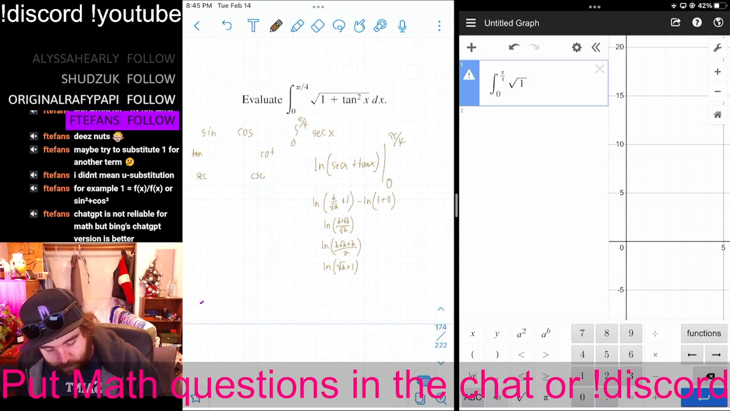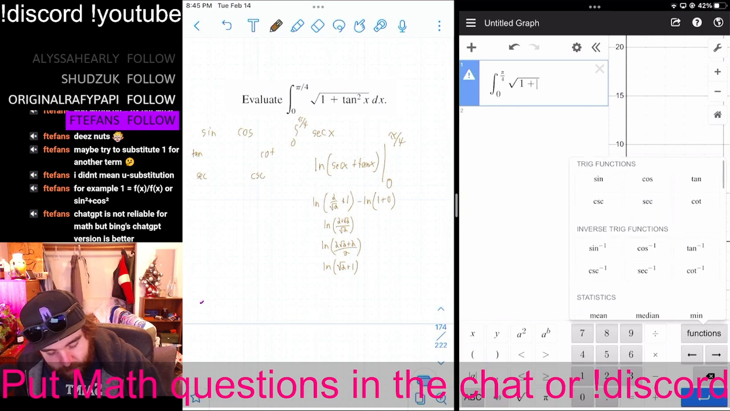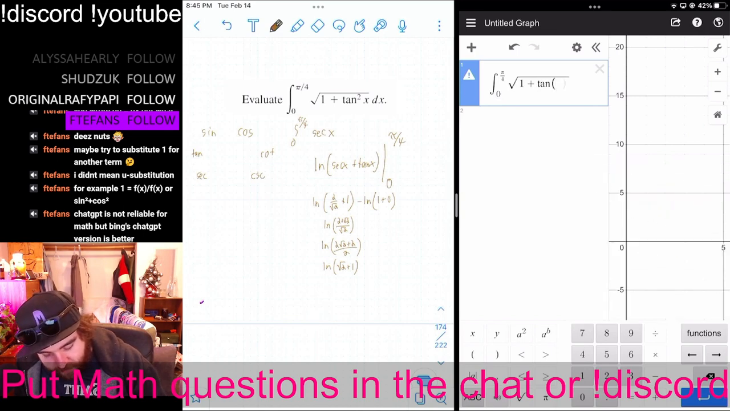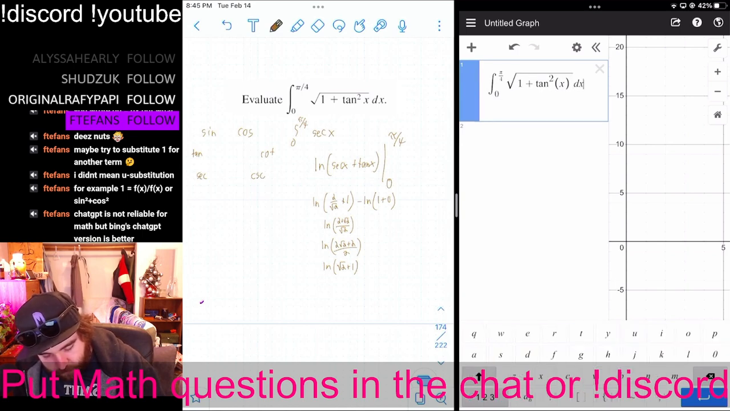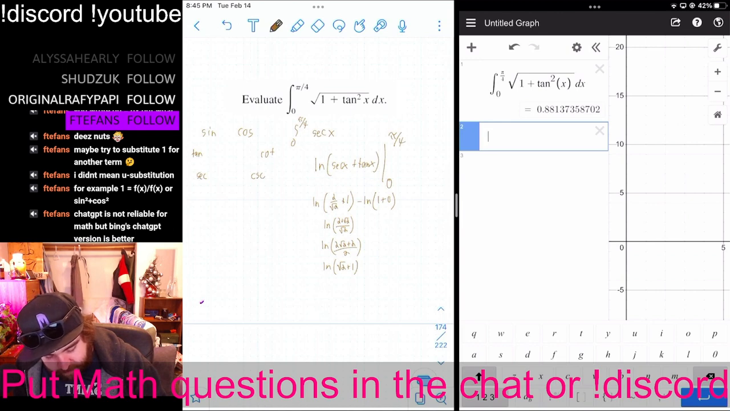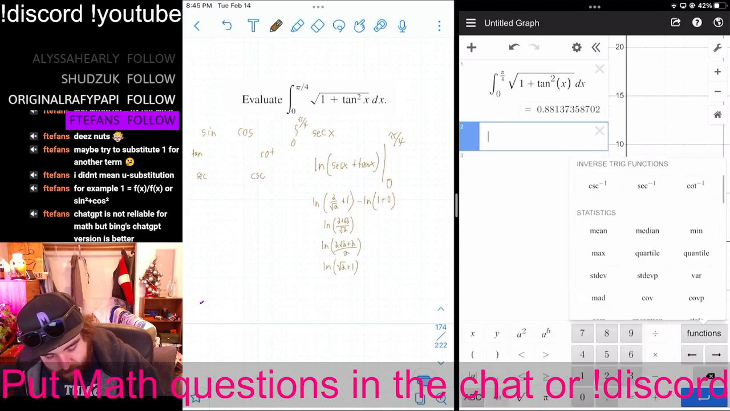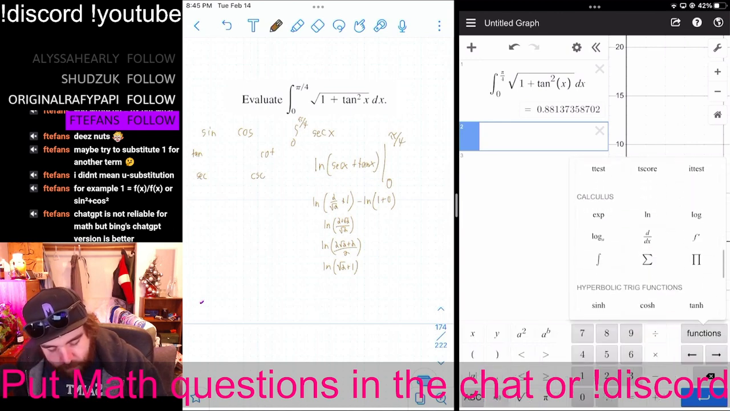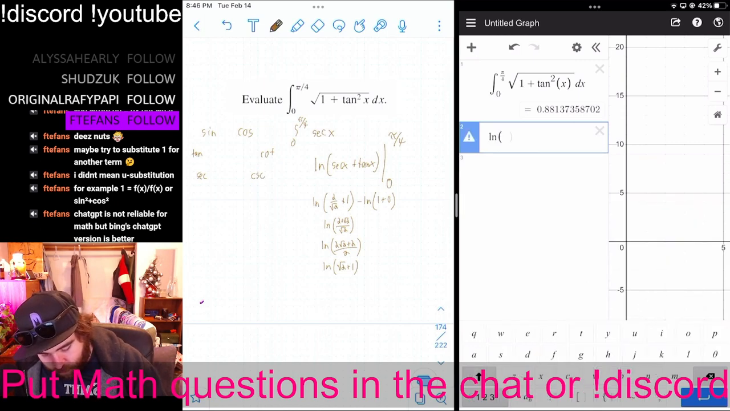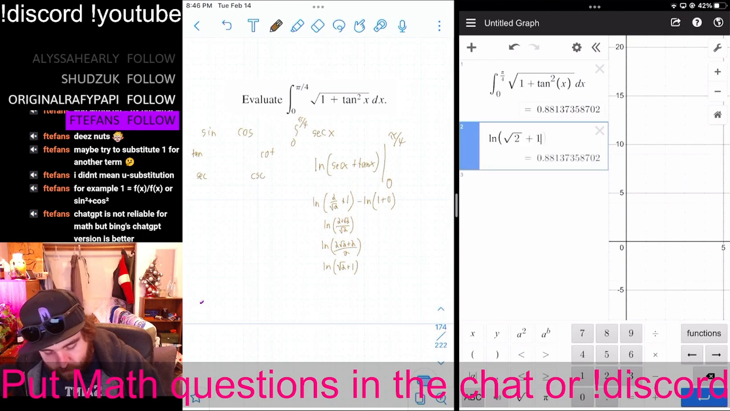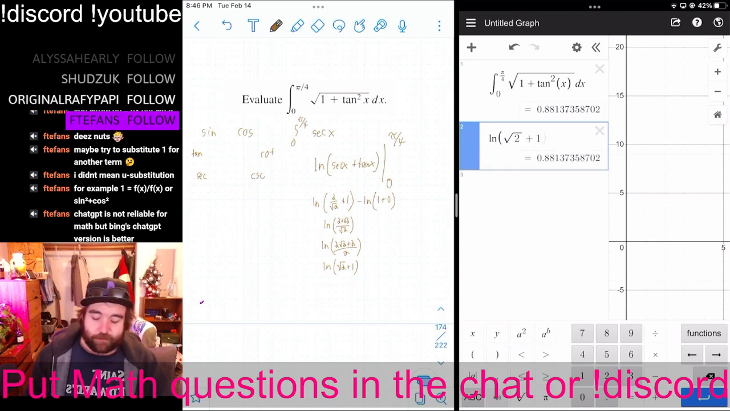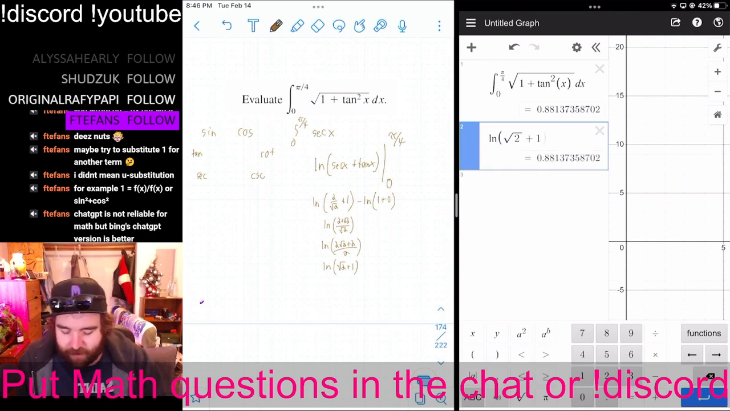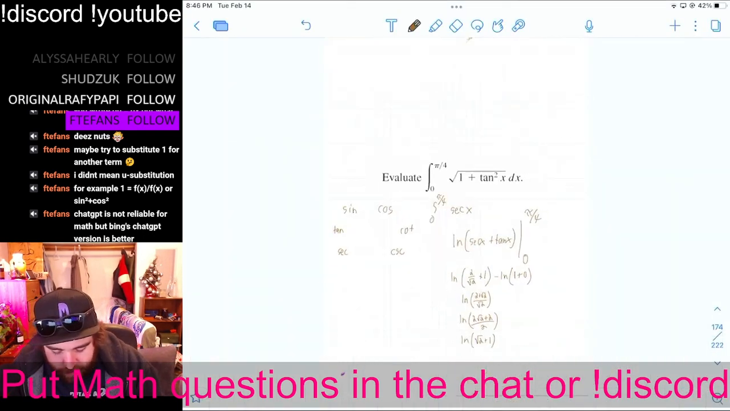So the square root of 1 plus tangent squared of x, dx, is that the same as the ln of root 2 plus 1? It indeed is, yeah. It is kind of fun to me that the answers will get so complicated in these sections.